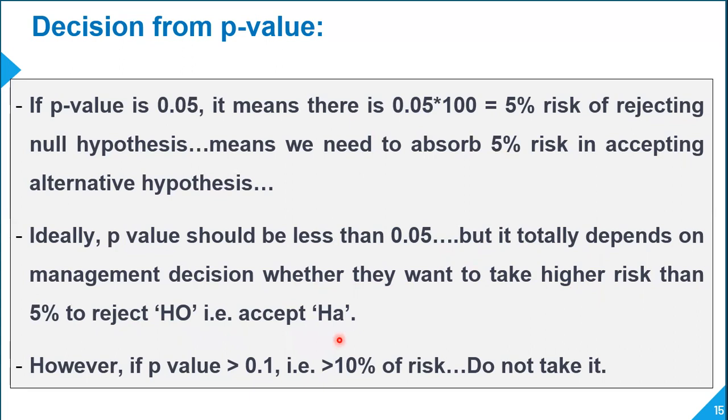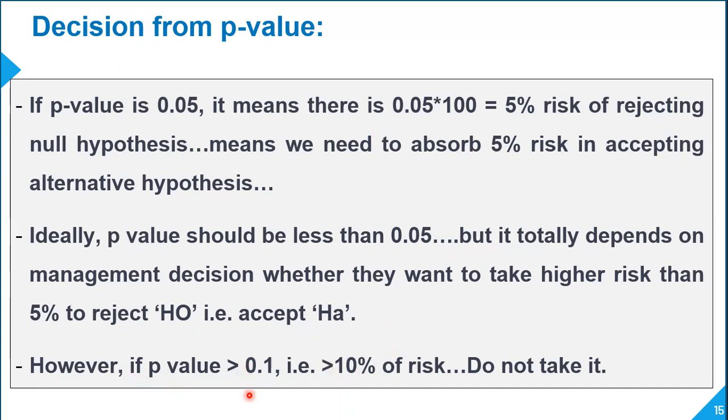So ideally, our risk appetite shouldn't be more than 5%, but there is a possibility that management can take relatively higher risk than 5%. All we would suggest is that if they really want to take a relatively higher risk than 5%, that risk is not supposed to be more than 10%. It means if the p-value is more than 0.1, they should avoid taking that risk.